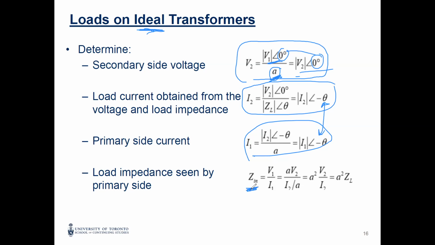Impedance seen in the primary side will be A squared, so you multiply your impedance from the secondary by A squared, the turns ratio squared. If you want to move from primary to secondary, you divide your impedance by A squared.